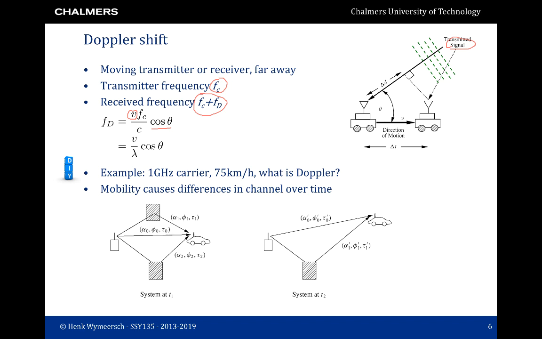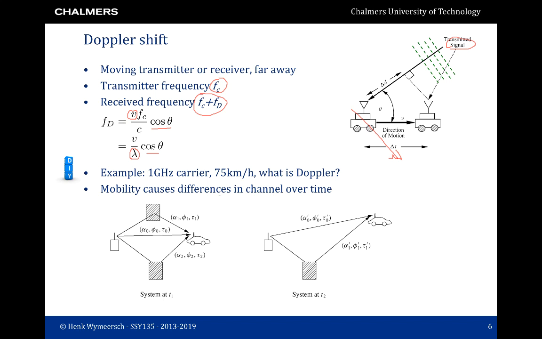This is because when the receiver is moving perpendicular to the line, so if the receiver moves in this direction, there is no Doppler shift. This cosine can be positive or negative depending on whether the receiver is moving away or towards the transmitter. The carrier frequency divided by the speed of light is the wavelength. So overall, the Doppler shift is the velocity of the receiver times the cosine of the angle between transmitter and receiver divided by the wavelength. We see that the Doppler shift becomes increasingly important for very small wavelengths or very high carrier frequencies.